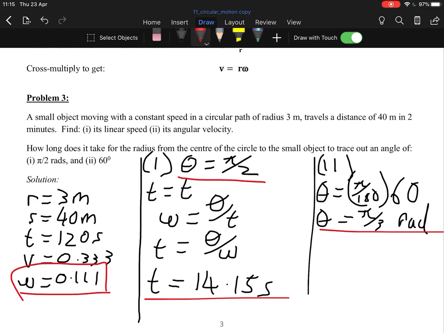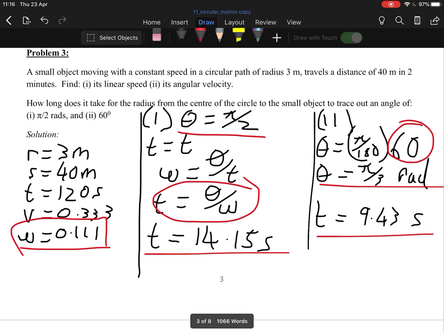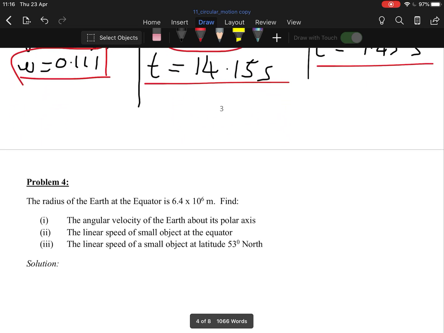We have omega over here, if you remember. So we put them back into the same equation. So we're going to use this equation here again. Same equation. So my time this time should work out to be 9.43 seconds. And there you go. Okay? The mistake here that a lot of people would have made, if you didn't notice, would have been forgetting to convert 60 to radians.